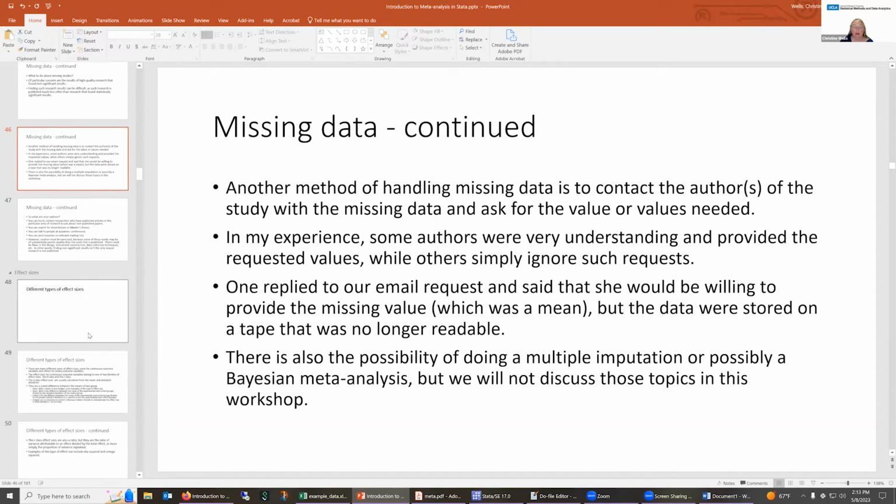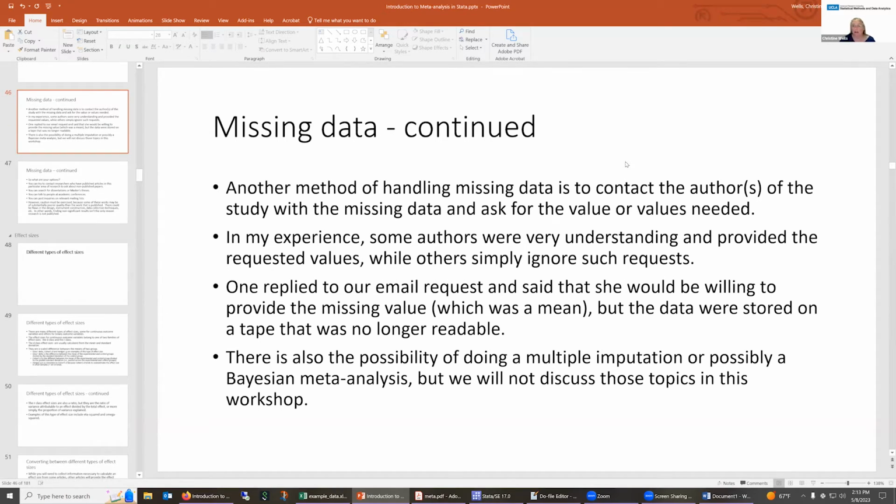You can also try to contact the authors of the study with the missing data and ask for the value that's missing, or values. I've had to do this before. Okay, I had to do this more than once. Some authors were very understanding and took the time to provide the requested values. There were others who simply ignored us. That was unfortunate.